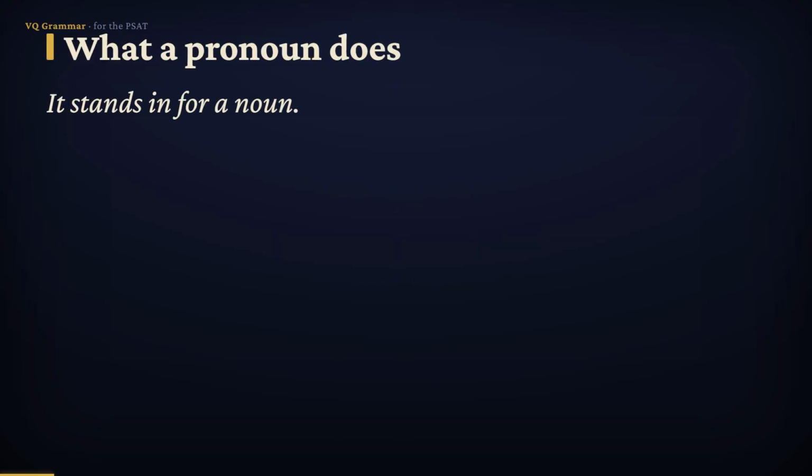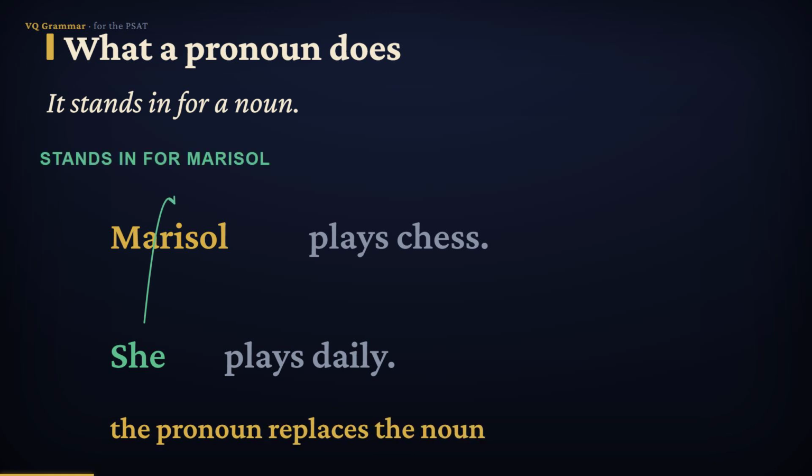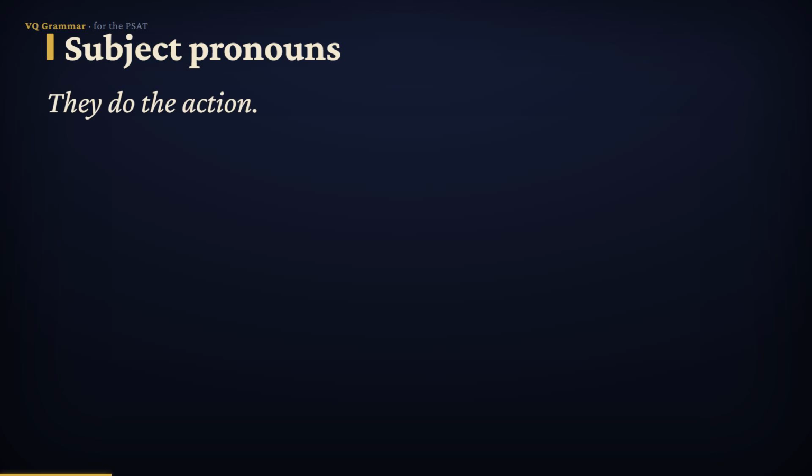Let's start with the big idea. A personal pronoun takes the place of a noun that names a person or a thing. Look, Marisol plays chess. Instead of saying Marisol again, we say she plays daily. That little word she stands in for the noun Marisol. So the pronoun points back to the noun and replaces it, and our writing flows without the same name over and over.